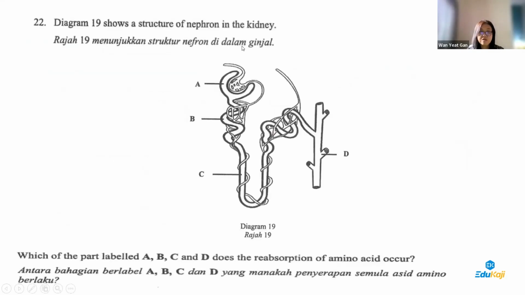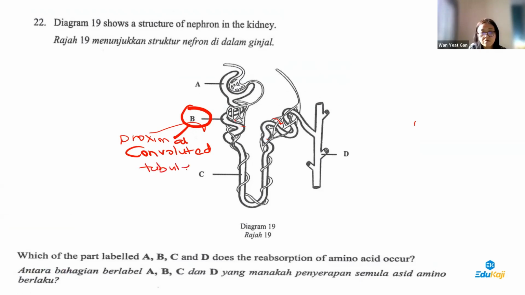Diagram 19 shows a structure of a nephron in the kidney. At which part, A, B, C, or D, does the reabsorption of amino acid occur? Now, the reabsorption of amino acid occurs at B. B is called convoluted. This is near, proximal. It's near to the Bowman's capsule, so it's the proximal convoluted tubule.